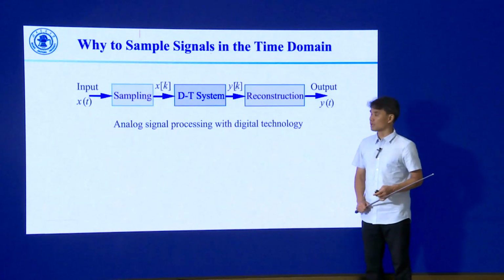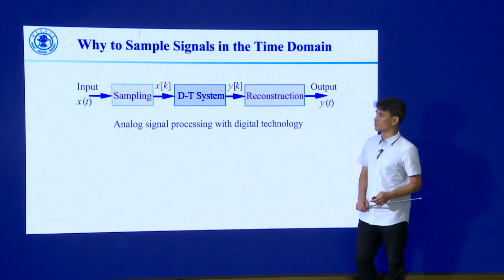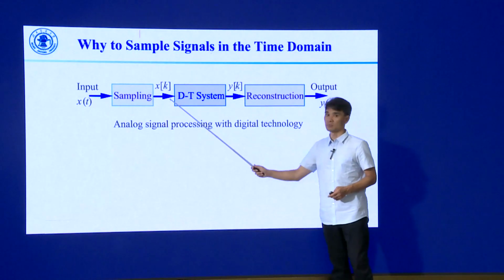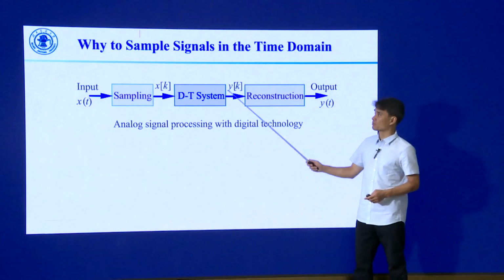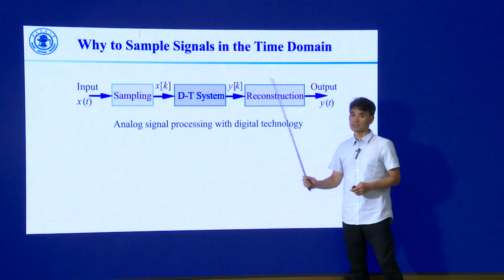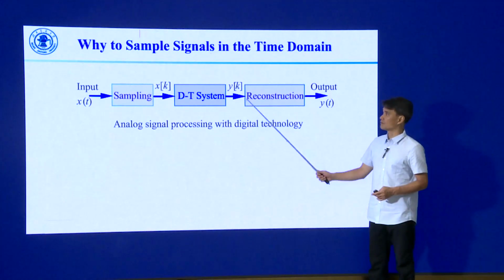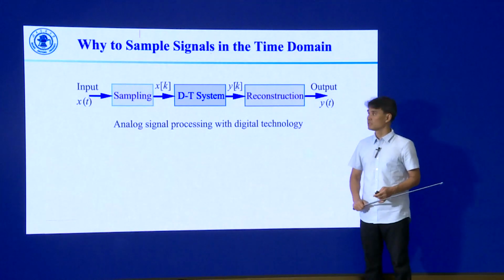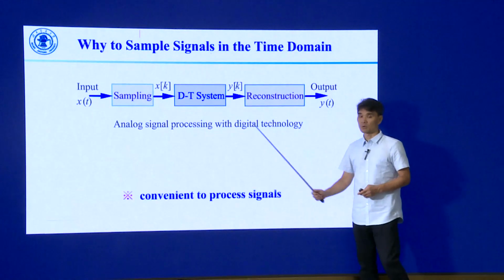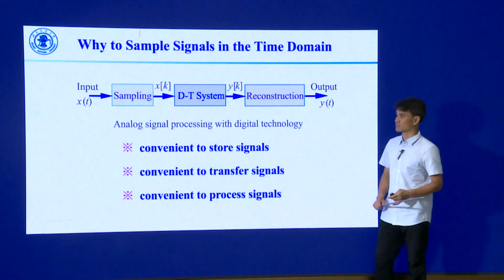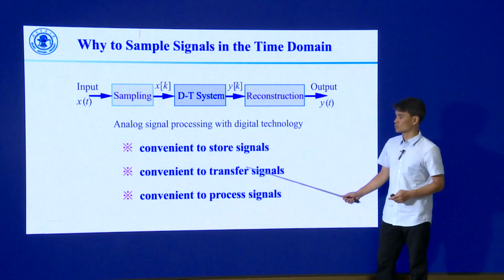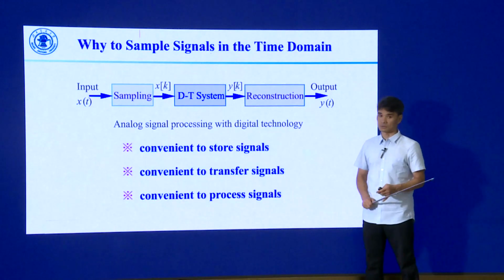There are some advantages to converting signals from the continuous time domain to the discrete time domain. We can process the signal in the discrete time domain, and then after we get the output, we can reconstruct it and convert it back to the continuous time domain. This type of system can provide us a lot of advantages. For example, it is more convenient for us to store, transfer, and process signals.